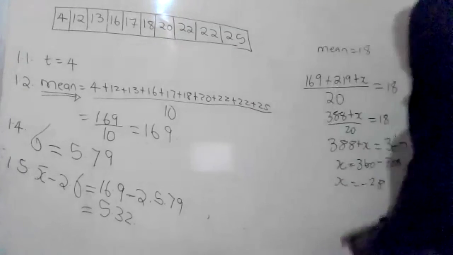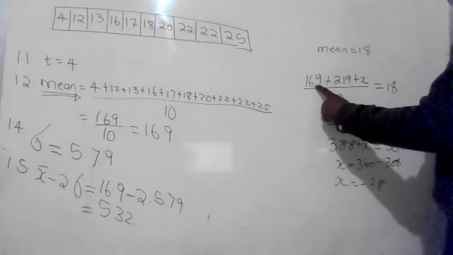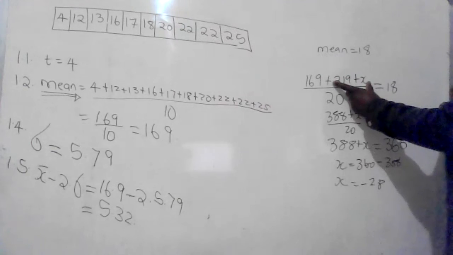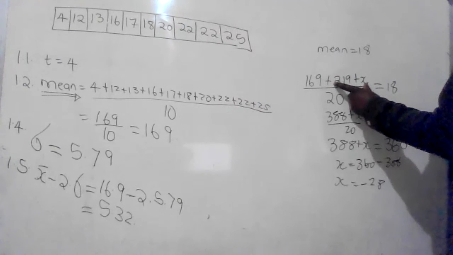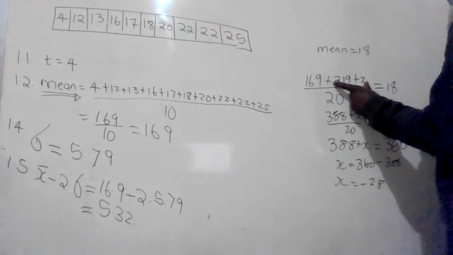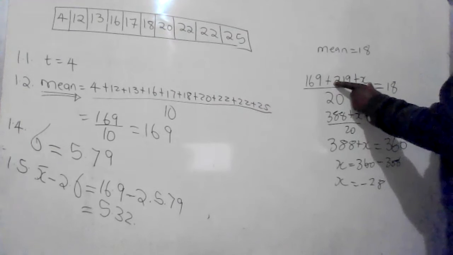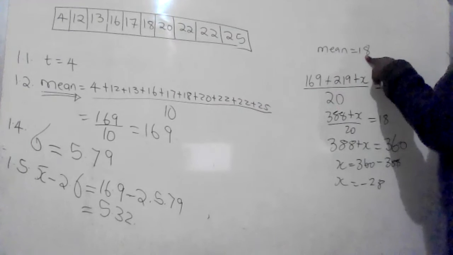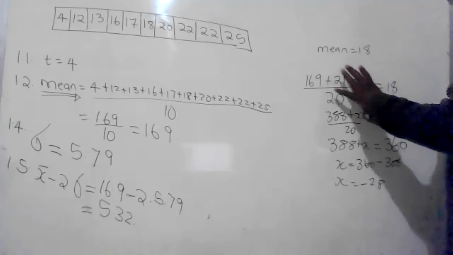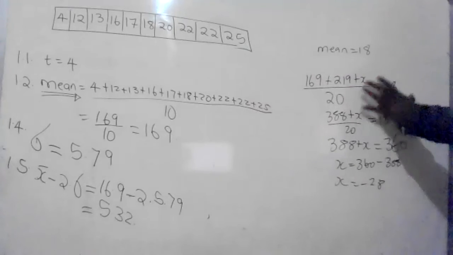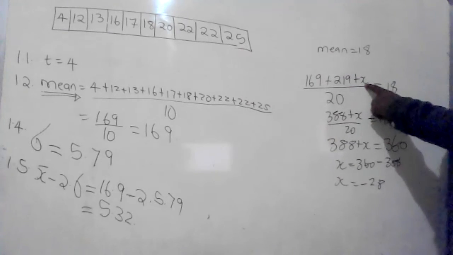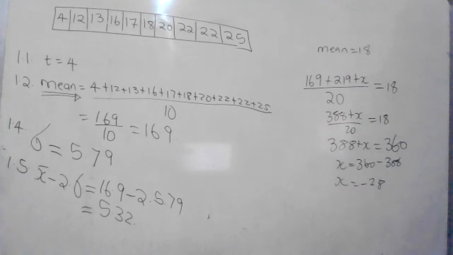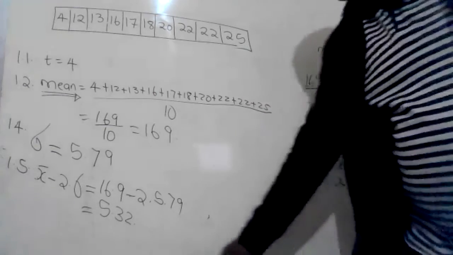Let me summarize again what we have done. We took the total values on the first team, and then we added the total values on the second team, which is represented by this value. Then we divide by the total number of participants, which we must equate with the mean that is given. So we're given 18 as the mean of the two teams. After doing that, what is left is just to make X the subject of the formula. When we do that, we find that X is equal to negative 28. And that is how we answer that specific question.